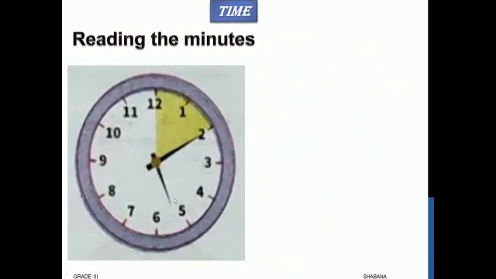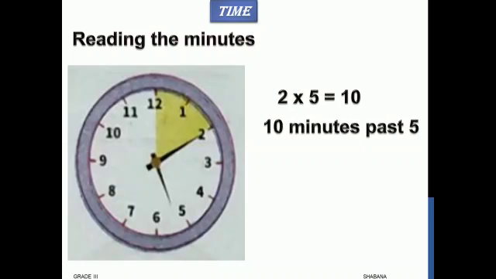And now the short hand is near 5 and the long hand is near 2. So to find the minutes, we have to multiply the number with 5. So 2 5s are 10. And we can read the time as 10 minutes past 5. So I'll write the time as 5:10.